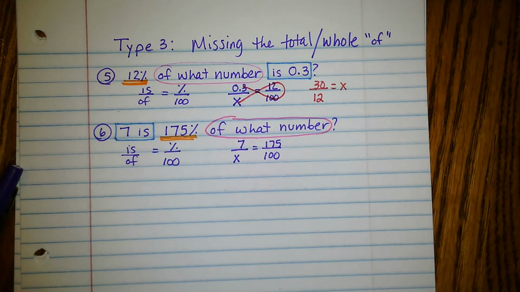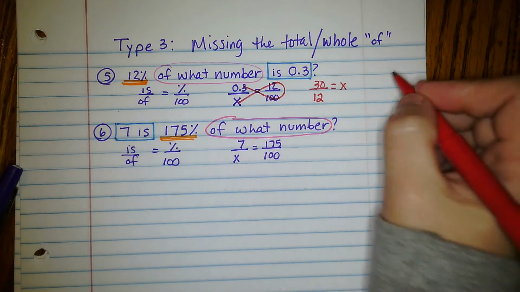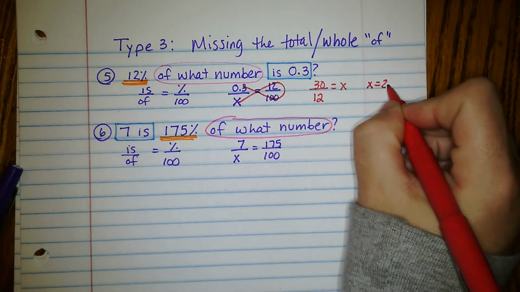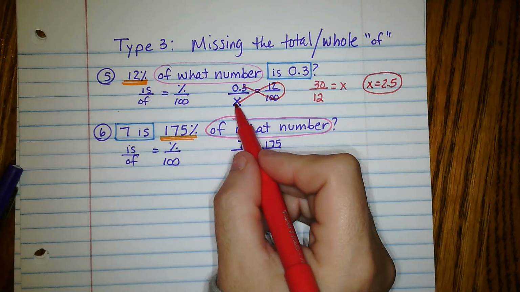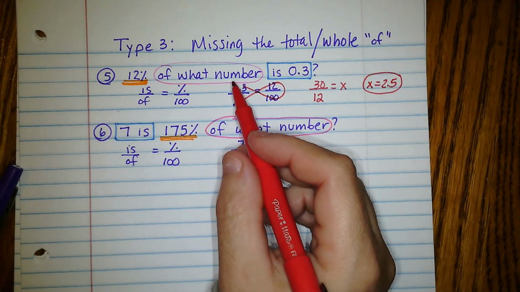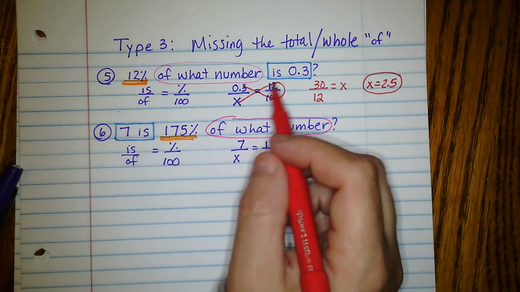So 30 divided by 12, that's 2.5. That means 2.5 is the total. So 0.3 over 2.5, that represents 12%.